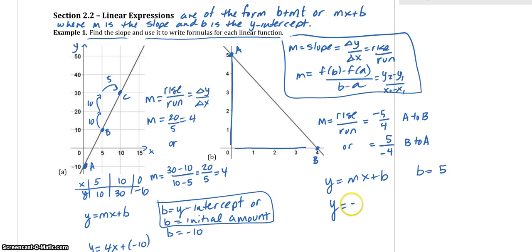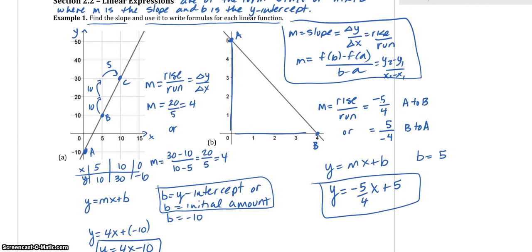And let's just go ahead and write that in. Negative 5/4 is what the m was. We'll keep the x plus 5. And you can check this one. You plug in a 0, you get 5. If you plug in a 4, the 4's cancel, and you'll get 0 with the 2 points they gave you there. So that is the formula for the second one, the slope and the formula.